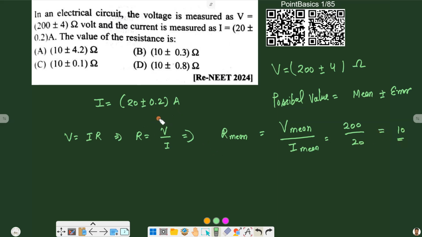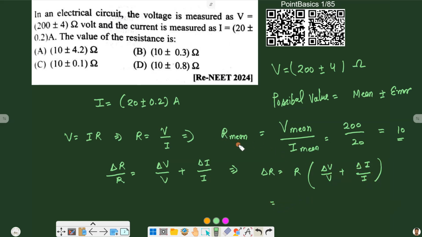Now coming to the error part. Now for error, we have to use error analysis. Only then we can solve it. And as per error analysis, using this expression, delta R by R will be delta V by V plus delta I by I, because we have to always find maximum possible error. So that's why it will be in positive form. And from this, here R, V and I are the mean values. So delta R will be R times delta V by V plus delta I by I.